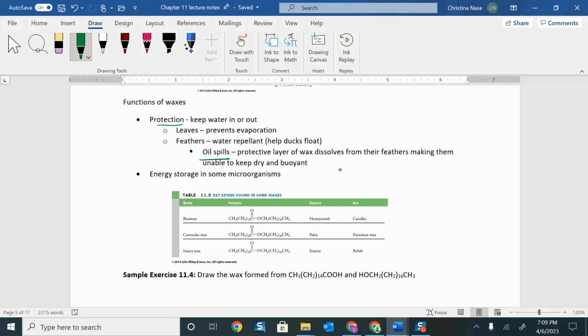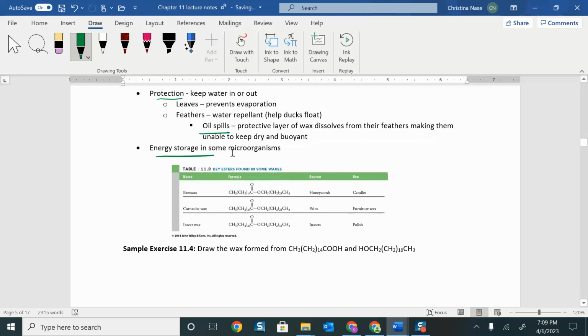So waxes have a protective function, and then the other one is energy storage in microorganisms. We're not going to talk too much about that, but that is another possible function of a wax. So in microorganisms for energy storage.